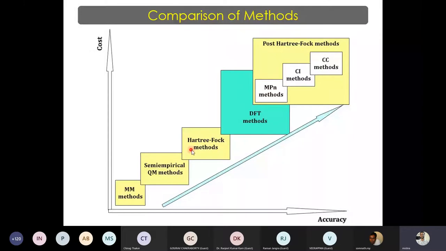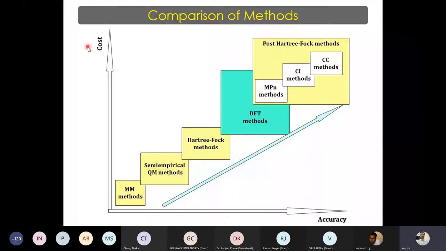Luckily, there are several post-Hartree-Fock methods, for example, perturbation theory-based methods, the most popular one being MP2, the configuration interaction-based methods, CI, the coupled cluster-based methods, CCSD, CCSD(T), and all others. These post-Hartree-Fock methods provide accurate results, but their computational cost is also very huge.